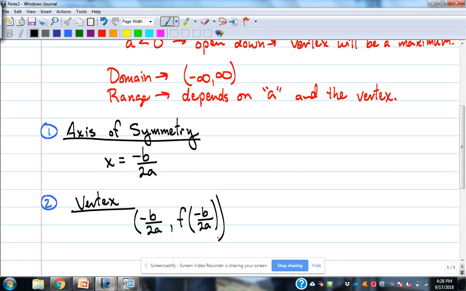Okay? The y value for that vertex, you're going to find by plugging that number into the equation and working it out. F of negative b over 2a means take whatever negative b over 2a is, plug it into the problem and work it out. You get the y value for the vertex. Okay? So vertex is an ordered pair, so maybe it helps to put x and y underneath it, so that you know that's what that is. Okay. From there, the third thing we're going to find are the intercepts.